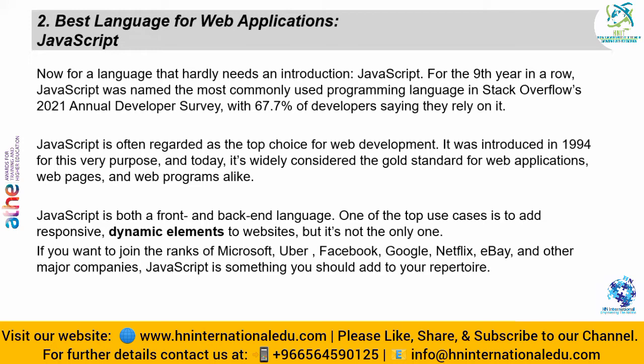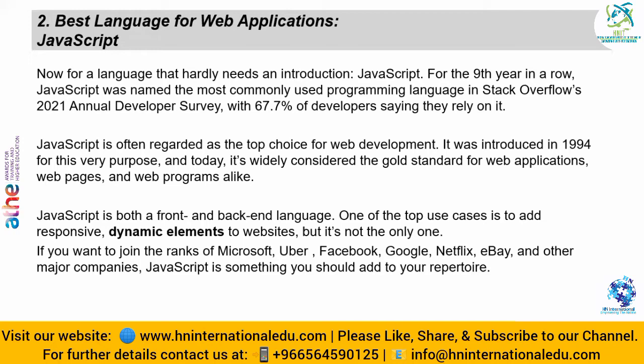JavaScript is often regarded as the top choice for web development. It was introduced in 1994 for this very purpose, and today it's widely considered the gold standard for web applications, web pages, and web programs alike. Now, JavaScript is both a front end and a back end language. Why? Because through coding, we have to make the graphics also, the buttons, the text boxes, or the images, and the coding defines what that button, text box, or image will do. So it is front and back. Front is the images, the pictures, the graphics, and the back end is the coding, the working.